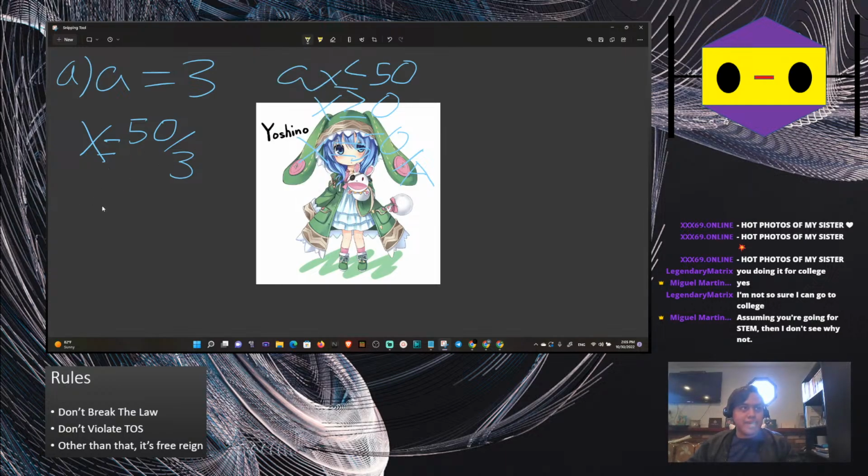So now we need to find P. Well, P is the max, because we're looking for profit, equal to 13 times X, which in this case will be 13 times 50 over 3. And that's our P and X at A equal to 3. So now we go to B. Let me just separate this out so that we can write around it.